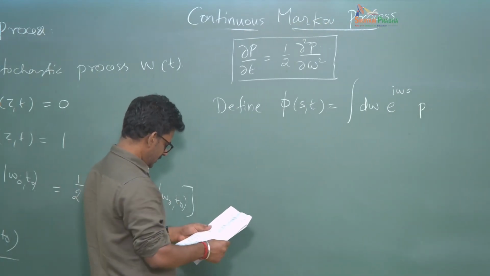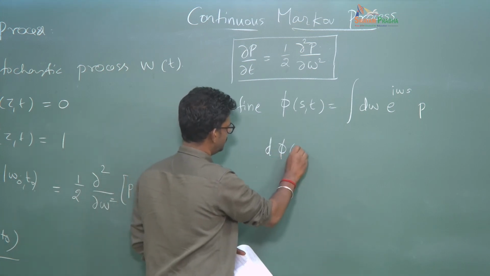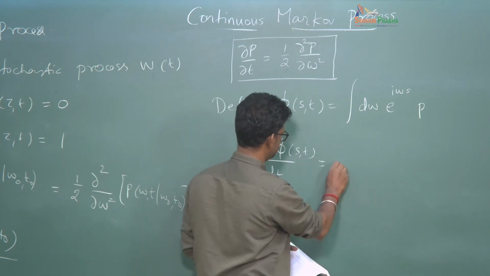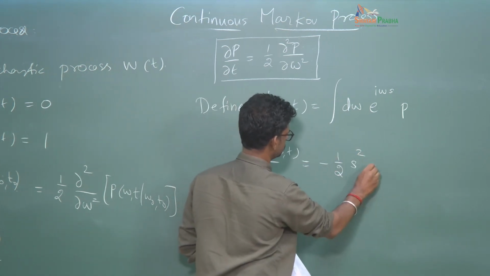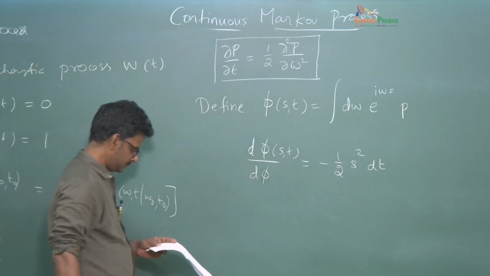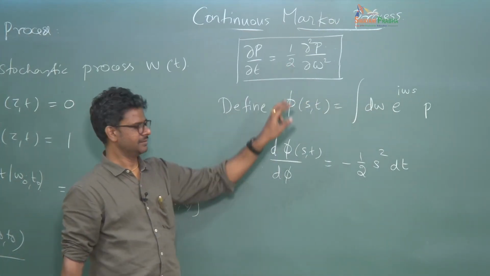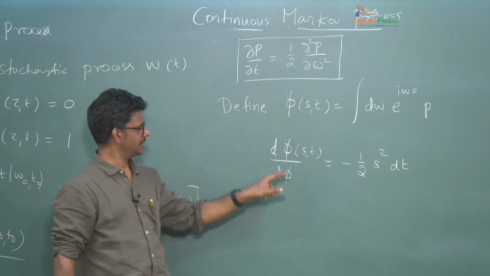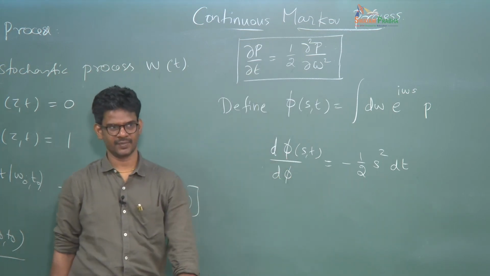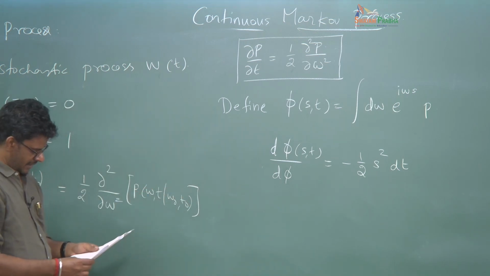So if you apply this transformation here, you will convert this PDE into an ODE like this, okay, in terms of a function phi, okay. And then you solve this phi, take the inverse transform, and see what you get.